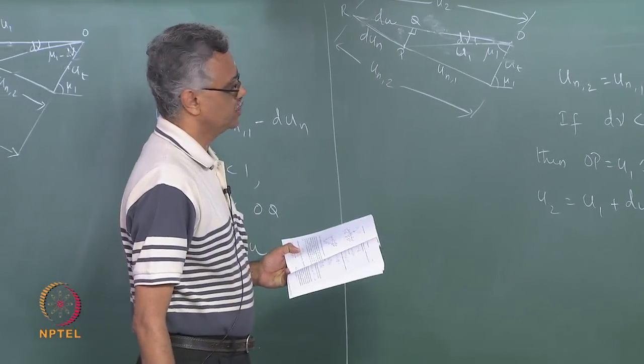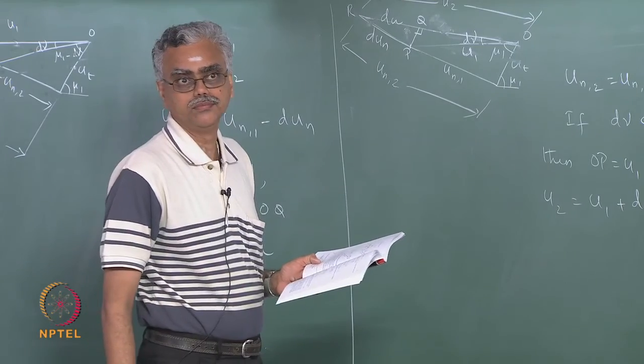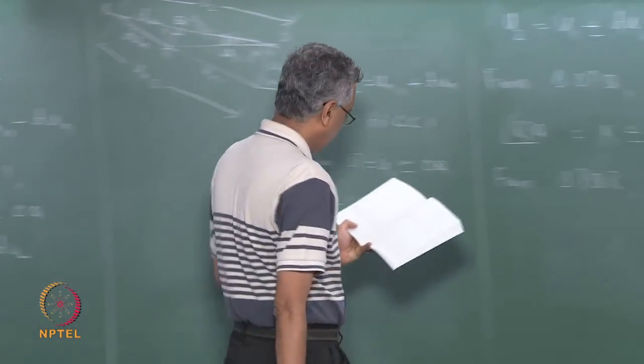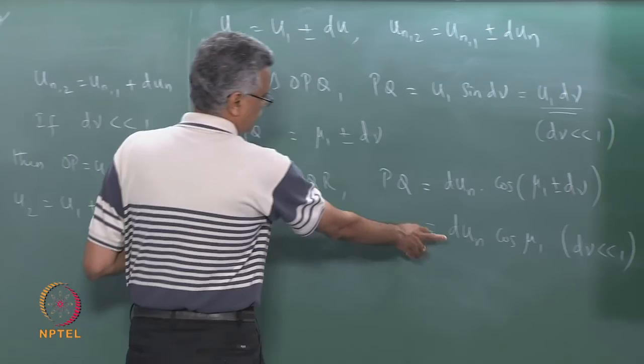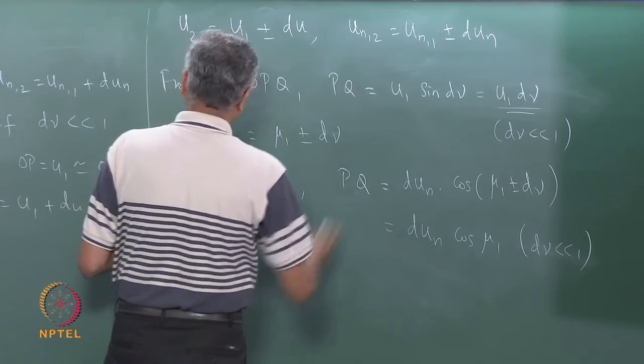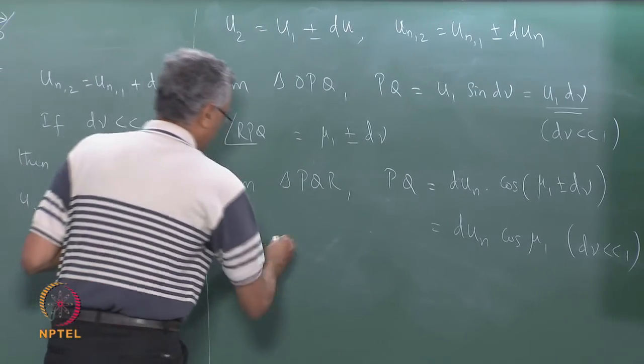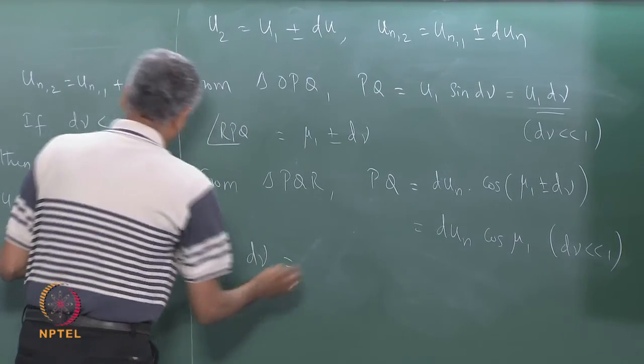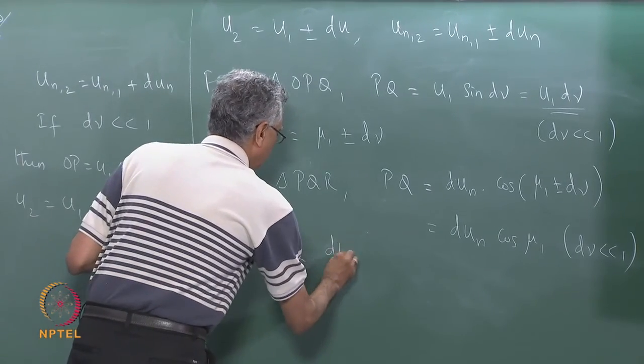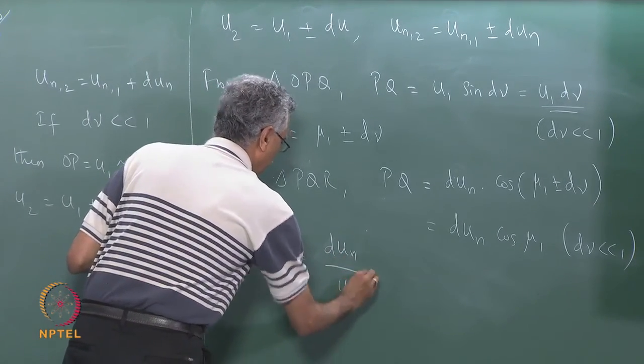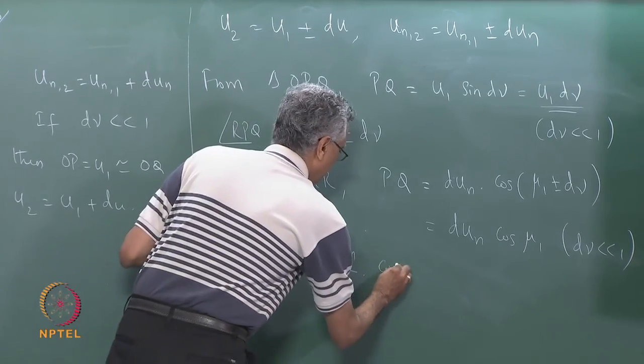So, we have two expressions for PQ, and if you equate these two expressions, we have one expression for PQ here, another one there, we get d nu is equal to DUN divided by U1 times cosine mu1.